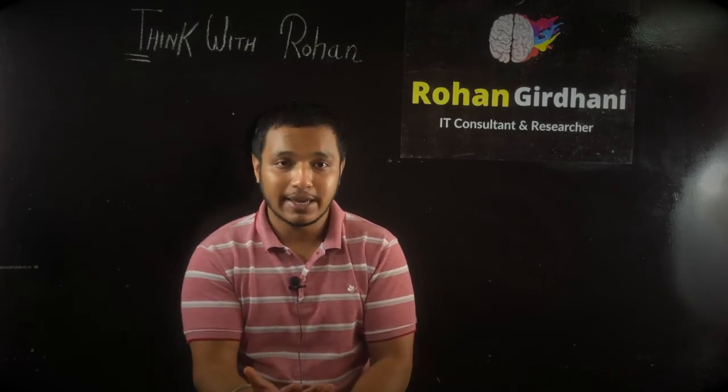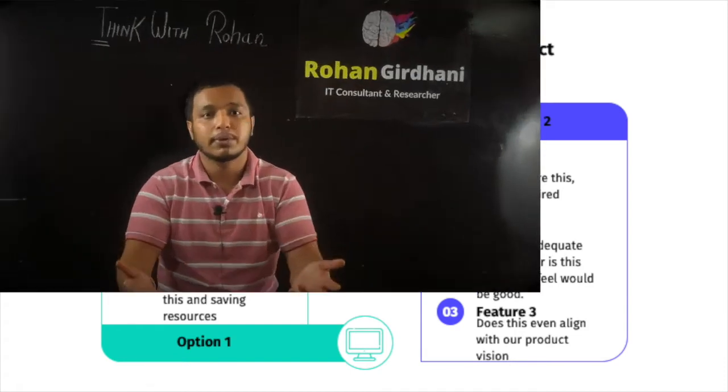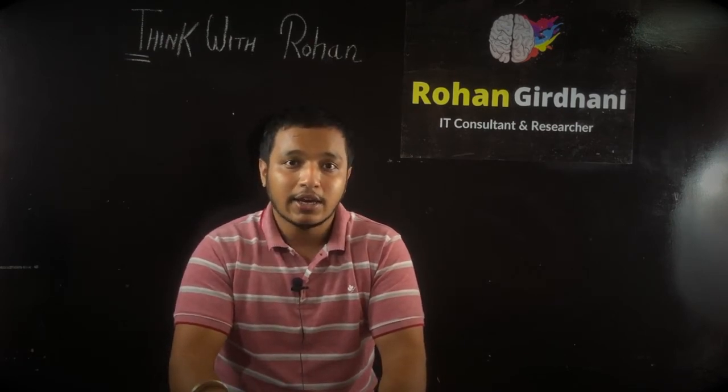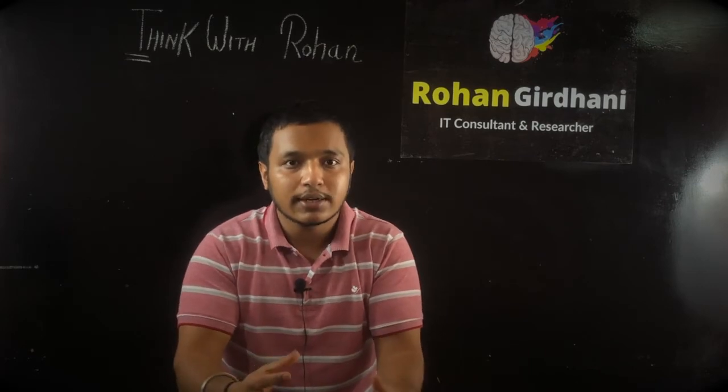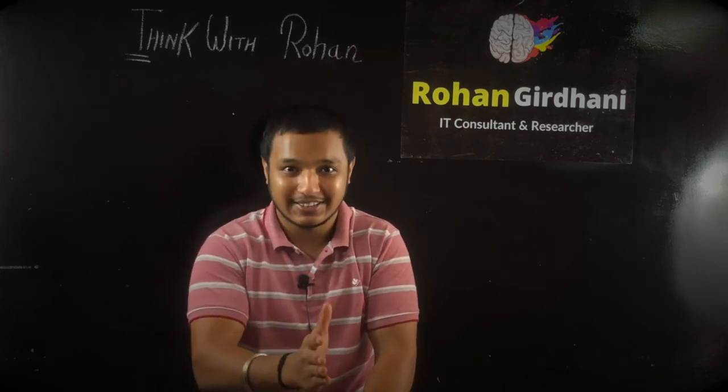Step 1 being that check and see what suits your product. So on your screen, as you are seeing, there are multiple questions for 2 options available. You can ask yourself, by selection of the feature, like, is this even necessary? Do we have adequate resources and time for it? Or is it mandatory and we have to have it? Because always, you would be presented with multiple features, both from internal and external stakeholders. And it can be overwhelming to select a particular set of features, but this is very necessary.